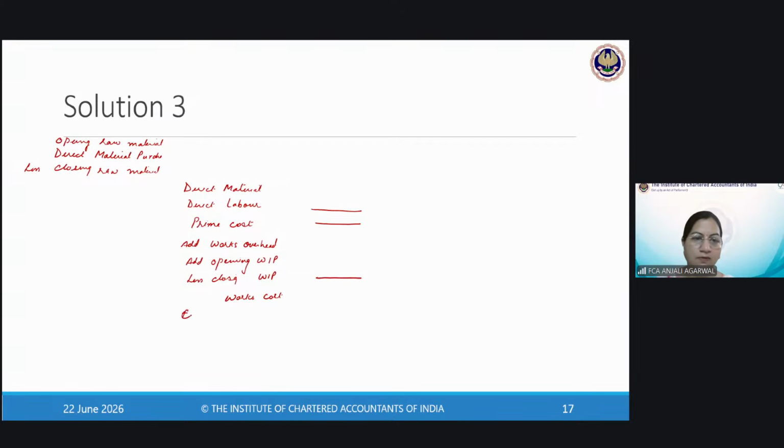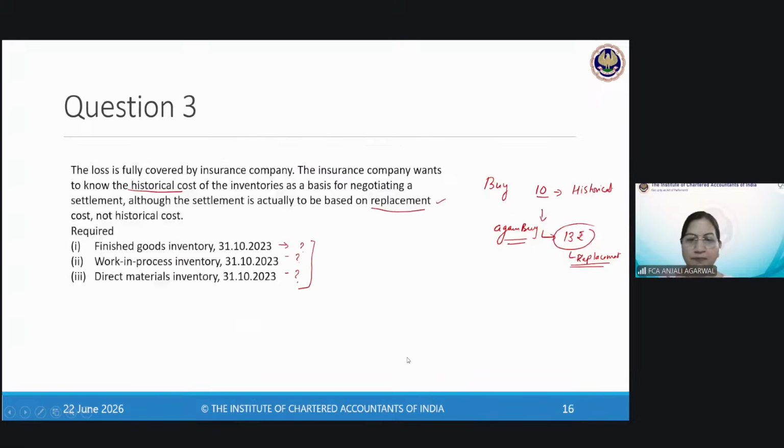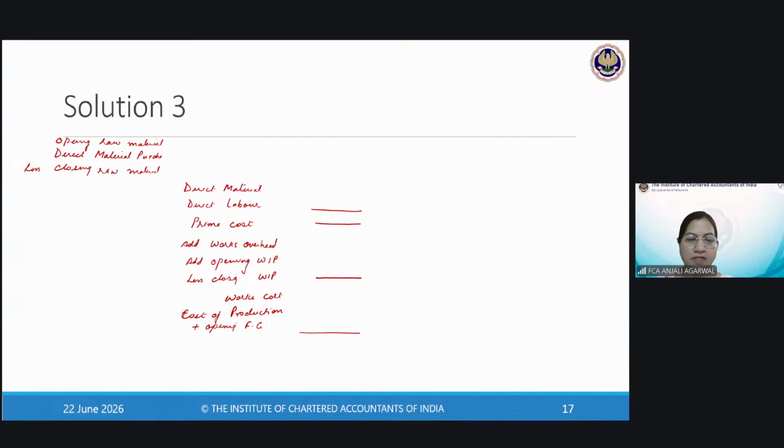So this becomes your cost of production. To this you will add opening finished goods. Before I subtract the closing finished goods, we have a specific name here: cost of goods available for sale. So when you add opening finished goods to the cost of production, you end up getting cost of goods available for sale. Whether or not you have sold is different, right? So this is what is available for you for sale.